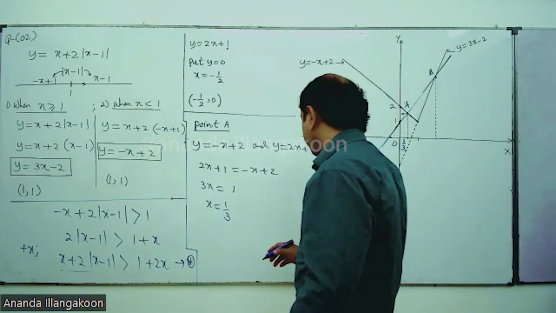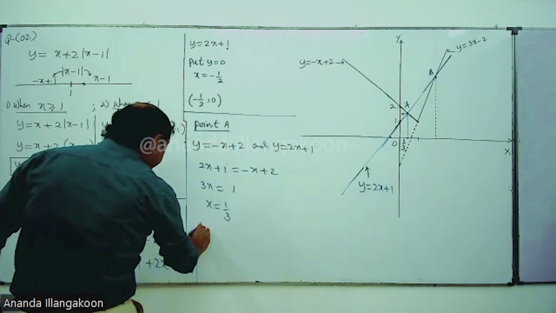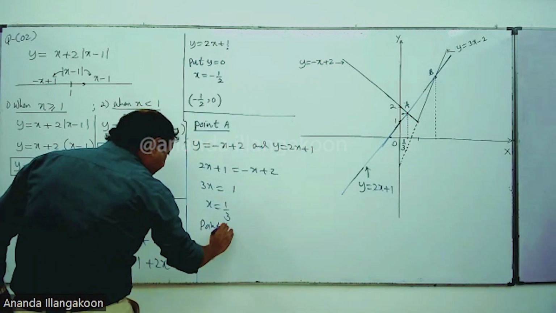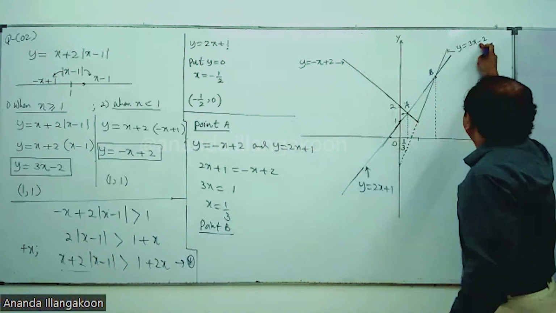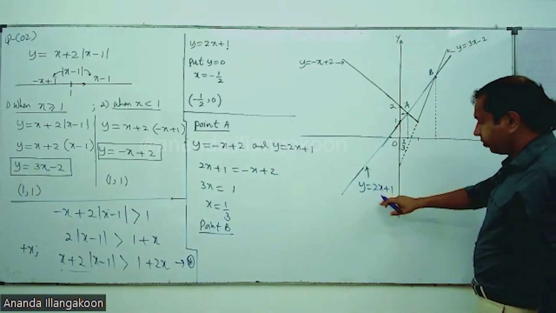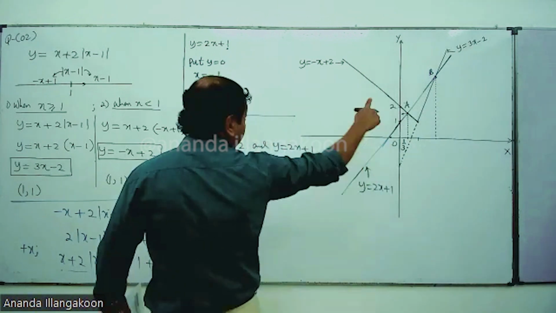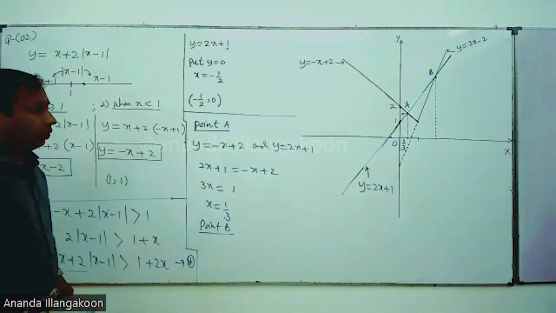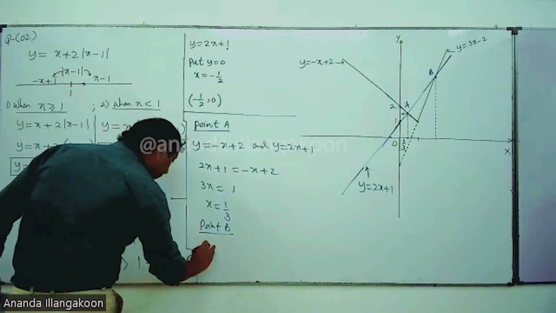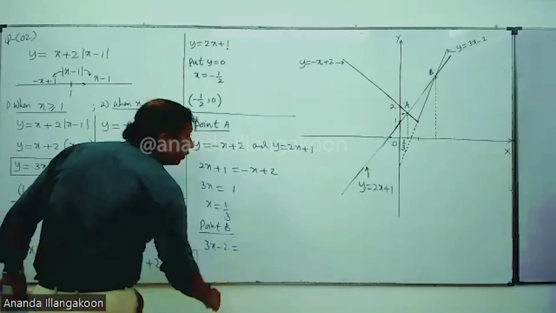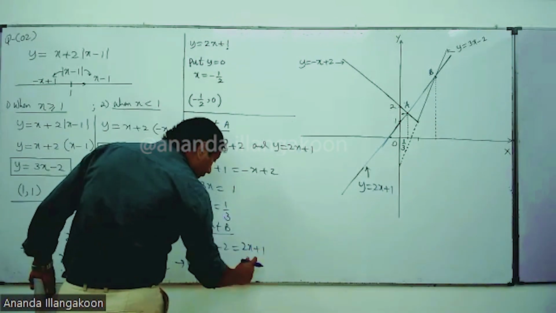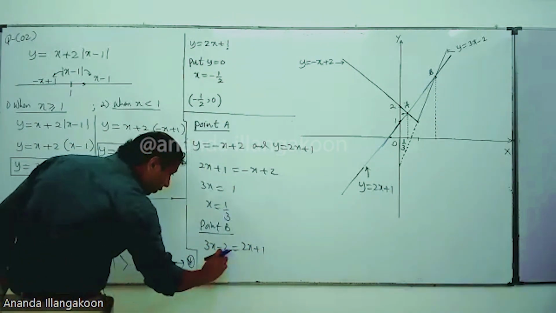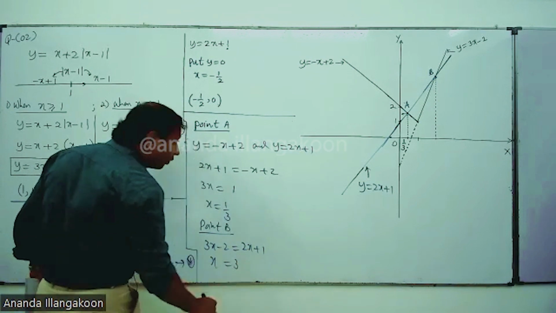Point B. How to find that? Equate this 3x minus 2 with this 2x plus 1, because point B is the intersection of those two. Right? 3x minus 2 equals 2x plus 1. Bring this 2x to the other side, x is 3. Yeah?